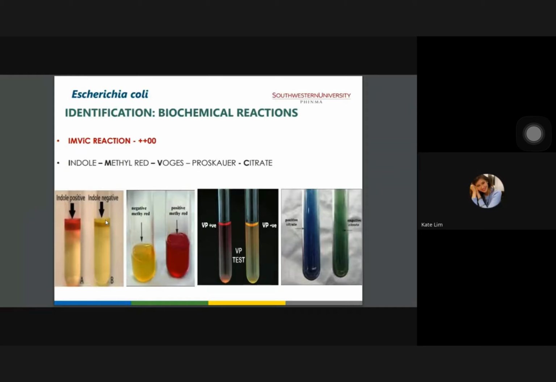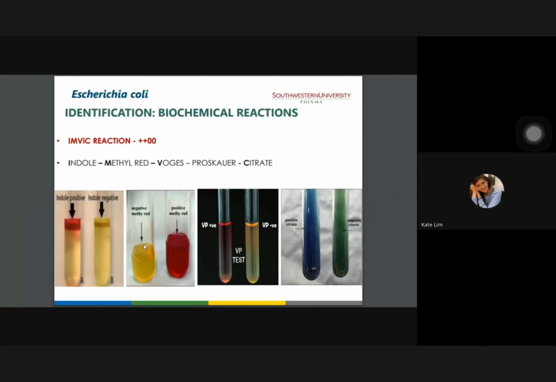How about the indole negative test? For an indole negative test, you could see no color change, or there is still a yellow ring color in the reagent layer. This indicates that indole was not produced.